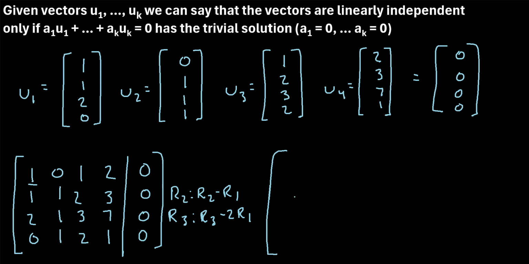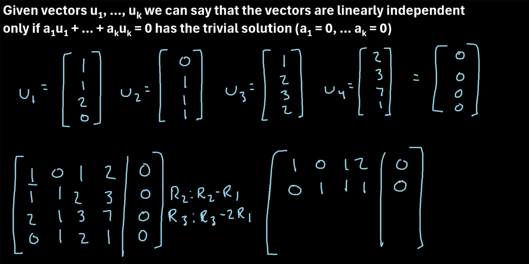So let's see what we get. The first row doesn't change, so I'll just rewrite those values. All right, the new row 2 is row 2 minus row 1. So 1 minus 1, that's 0. 1 minus 0 is 1. 2 minus 1 is 1. 3 minus 2 is 1. And 0 minus 0 is 0.